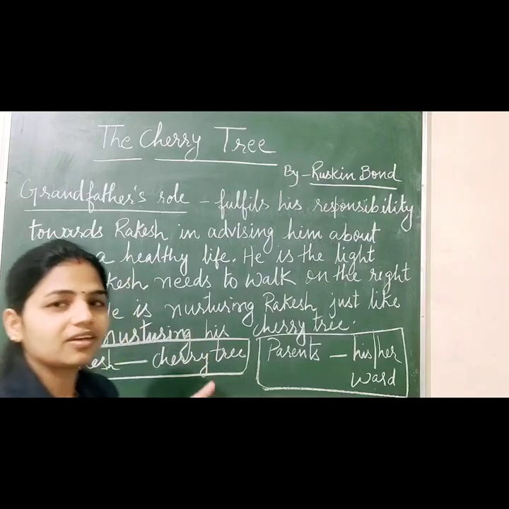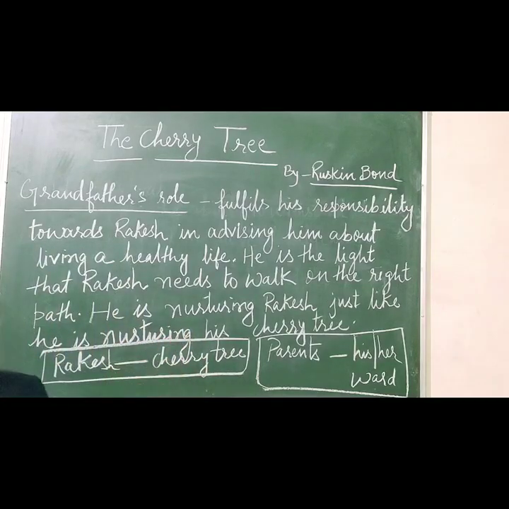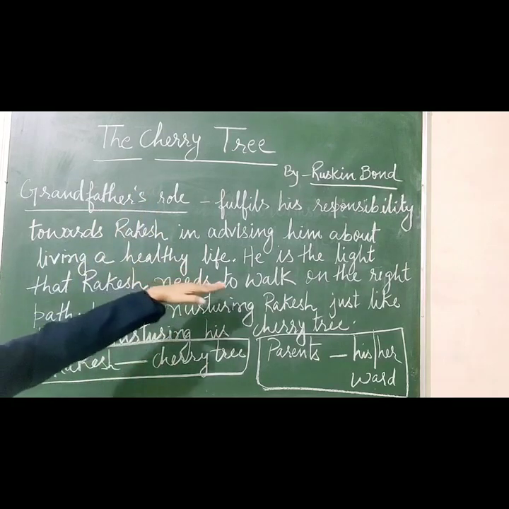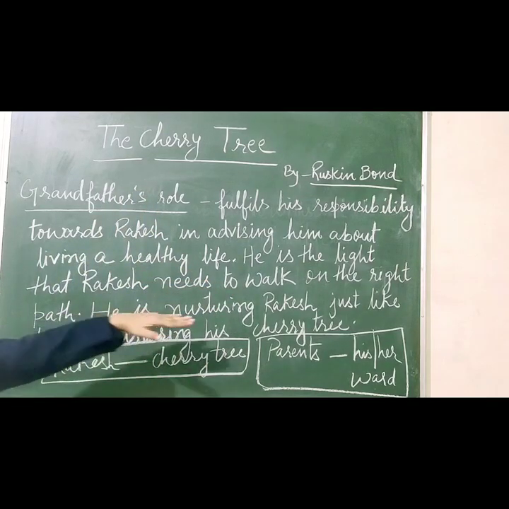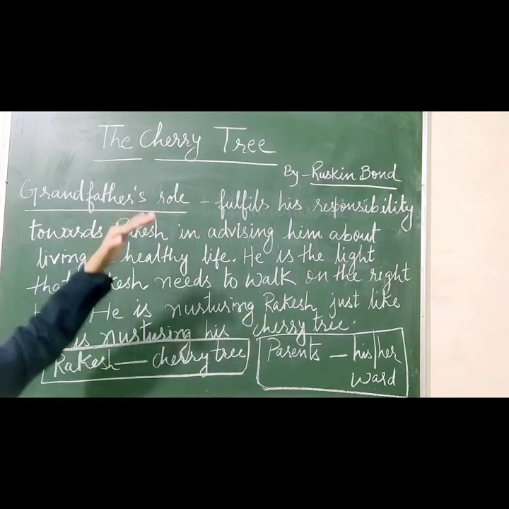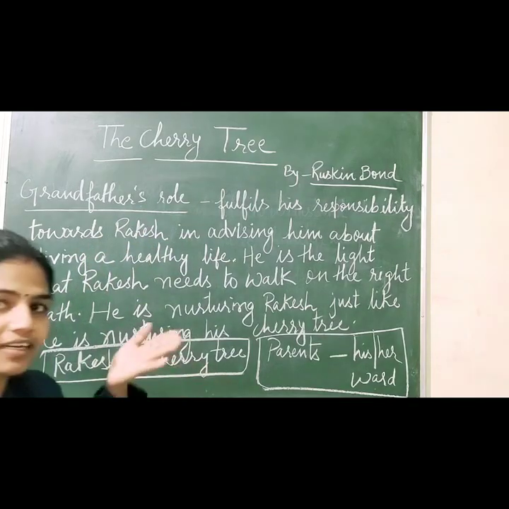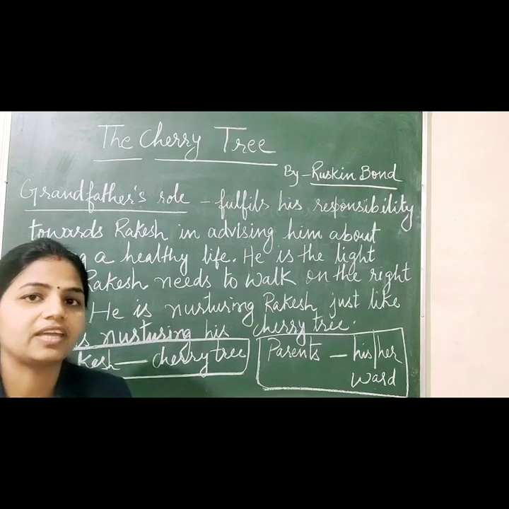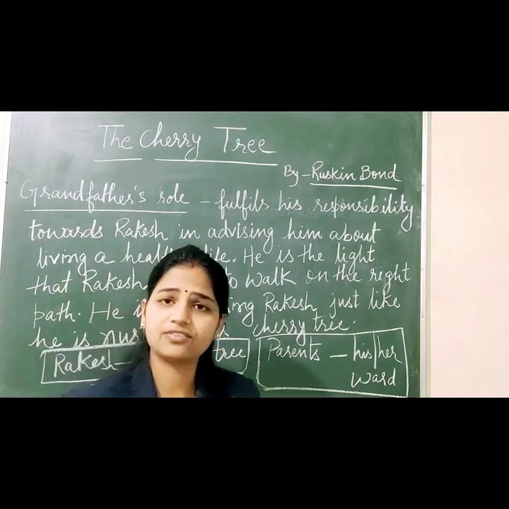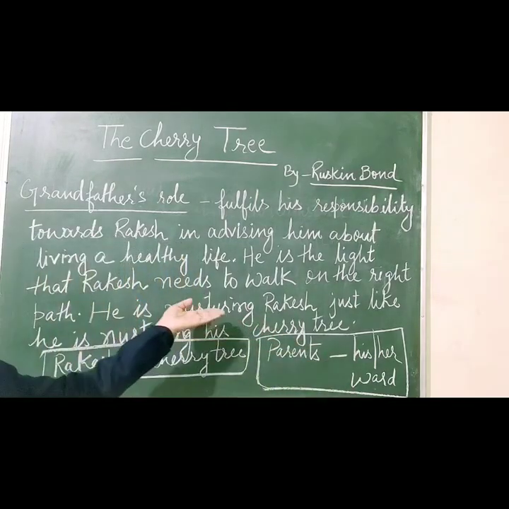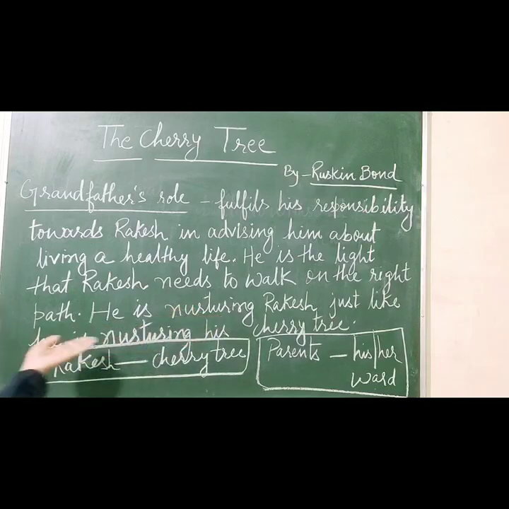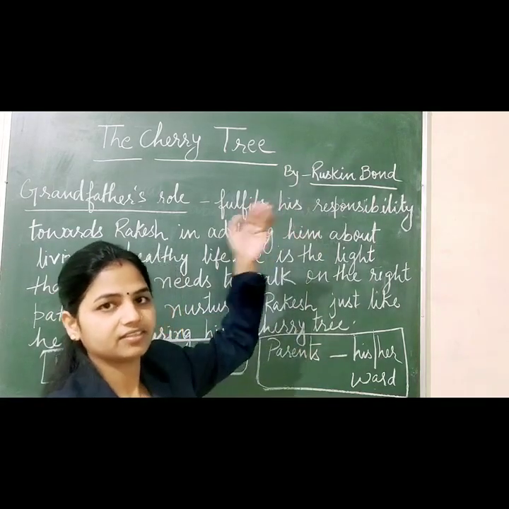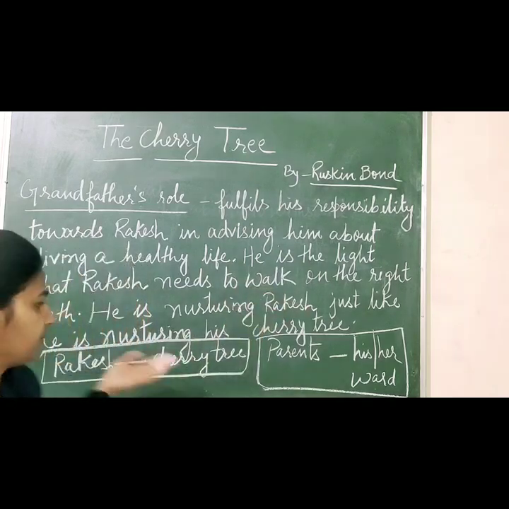The same thing: Rakesh is also playing the role of guardianship, but he is the guardian of the cherry tree. In the same way, I have written, the grandfather is nurturing Rakesh and Rakesh is nurturing the cherry tree. They both are playing their roles very honestly, as shown in the story. Just like Rakesh is nurturing his cherry tree, in the same way the grandfather is nurturing his grandson.